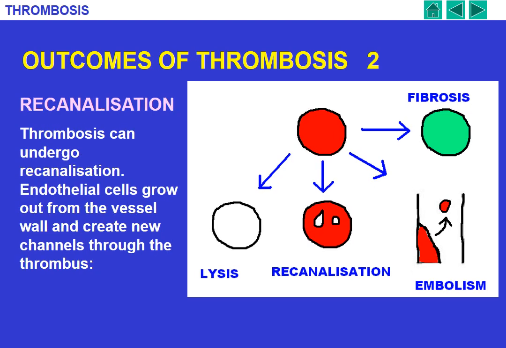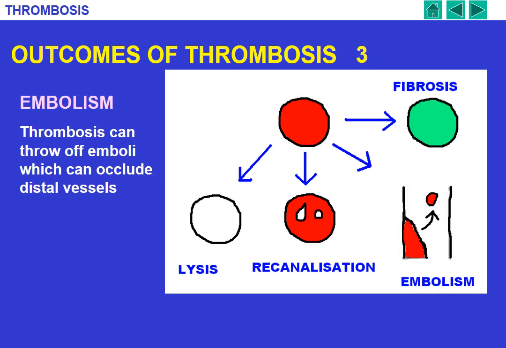The second possible outcome of thrombosis is recanalization. In this process, endothelial cells grow out from the wall of the vessel and form vascular channels which pass through the thrombus from one side to the other. Thus, some restoration of blood flow can be established.